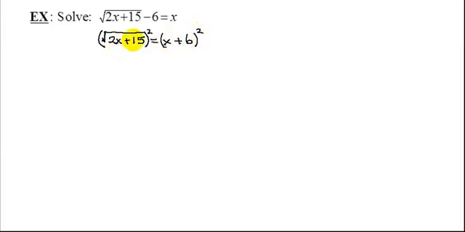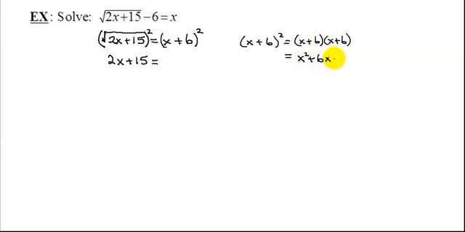Notice on the left-hand side, this square undoes this square rooting, and I'm going to land up with 2x plus 15 equals x plus 6 all squared. Now there's two ways to do x plus 6 all squared. One way is you can write it out as x plus 6 times x plus 6, and then you can FOIL it out. I'm going to do this very quickly. First, outer, inner, and last.